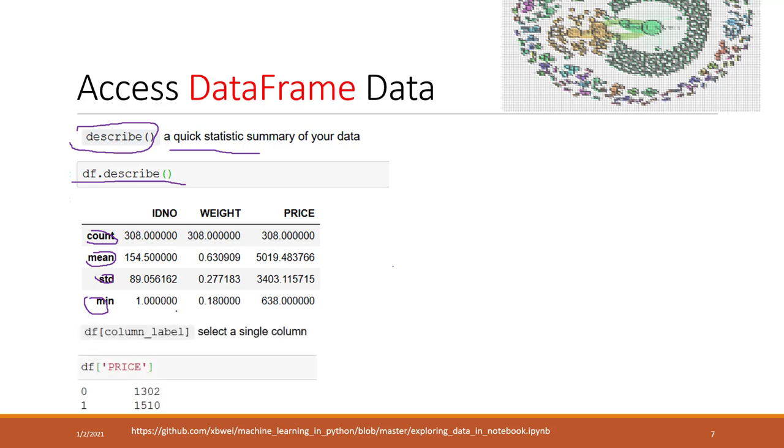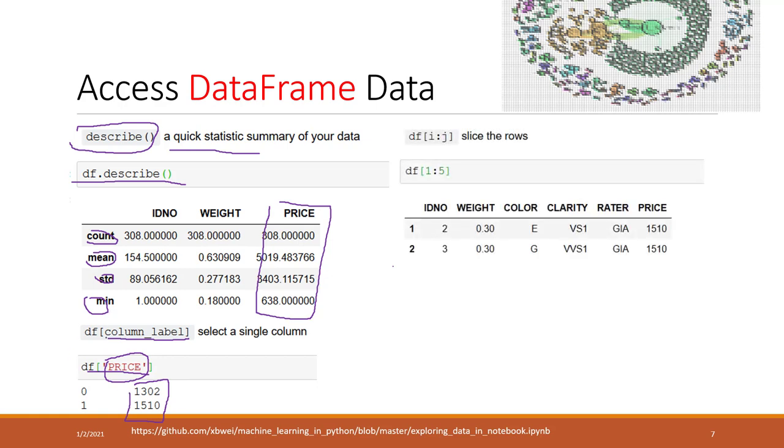And if you want to access a single column, for example, if you just want to access the price, you can put the label name within the square bracket. That is like treating the data frame as a dictionary. So here, if you see the price, data frame, square bracket, and put the column name price within it, you will have that column only.